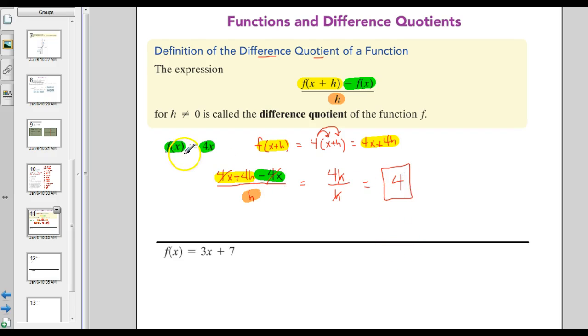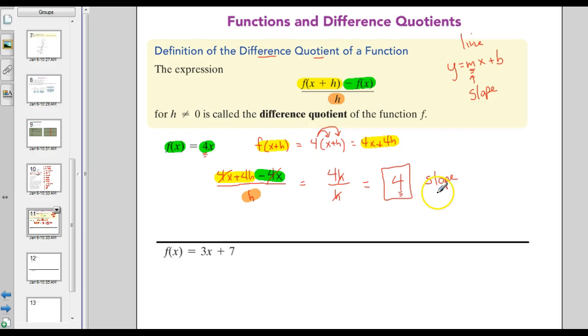Alright, now notice 4x is a line. y equals mx plus b. Remember, that's a line. Oops, line, not lime. And if you remember, m, the number in front of x, is the slope of the line. So the number in front of x here was 4, and we ended up with 4 as the difference quotient, which was the slope.